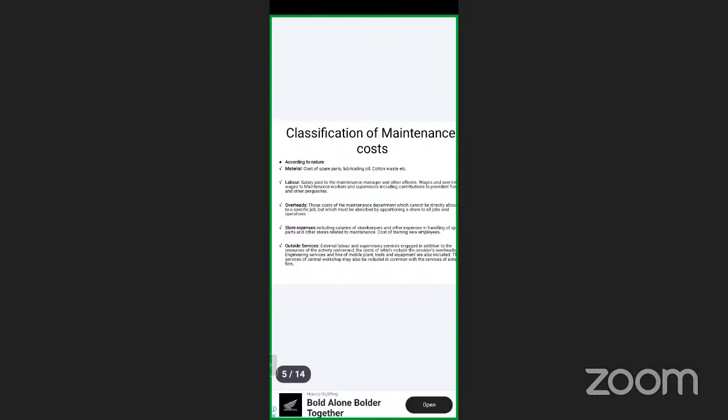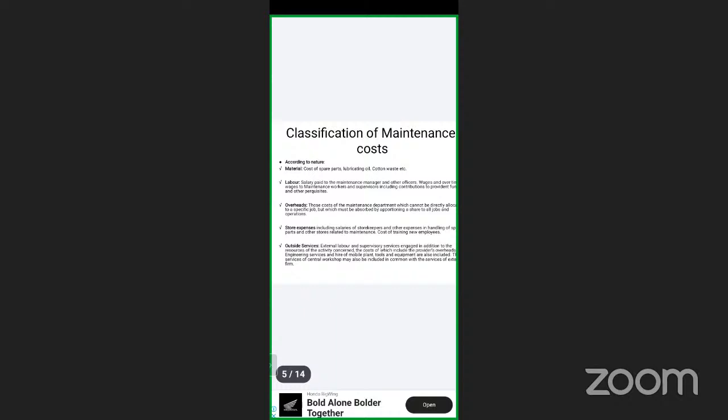Apart from material, labor, and overheads, we also have stores expenses, and suppose we are hiring someone from outside, outsourcing, say that job wasn't handled by us, so we are calling some technical expertise from outside and we are paying him. Okay, that is outside services. So all these are the different costs based on nature. Okay, is this classification clear? So according to nature, there are 5 types.